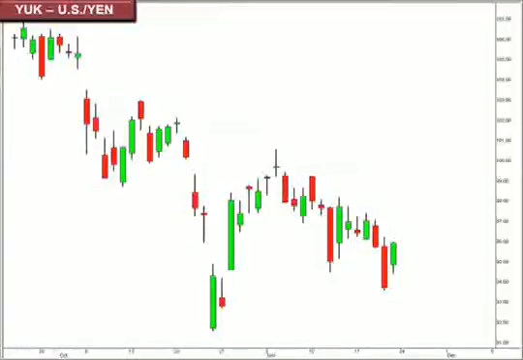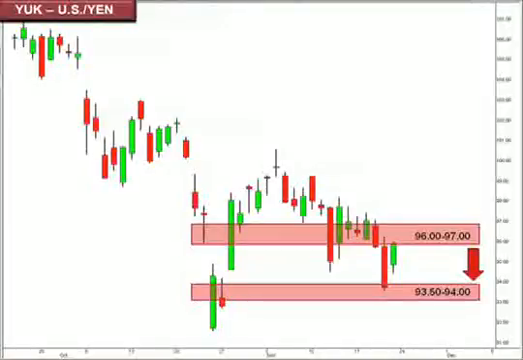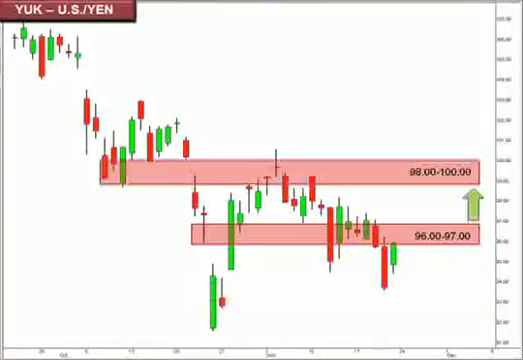Okay, next in line is the YUK, the US versus the Japanese yen. We had recognized what appeared to be some indecision at the 96 to 97 focal zone, and we'd suggested that a break lower would likely find support at the 93.5 to 94 area. Now, at this point, you can see that we had a strong bounce, which puts us back into the 96 to 97 range. Watch for some consolidation in this area with a push to the upside, trading into that 98 to 100 focal zone that we've been watching for quite some time.